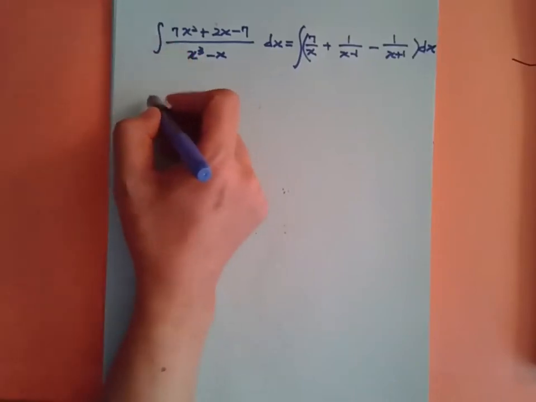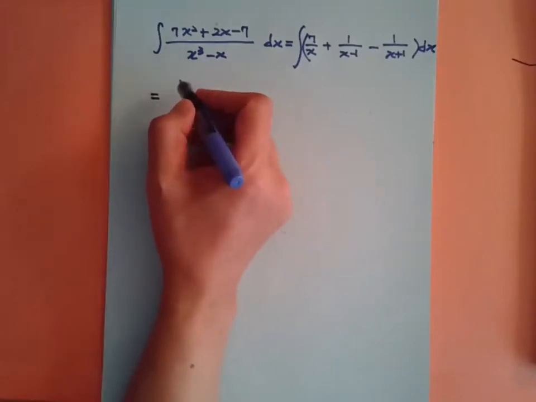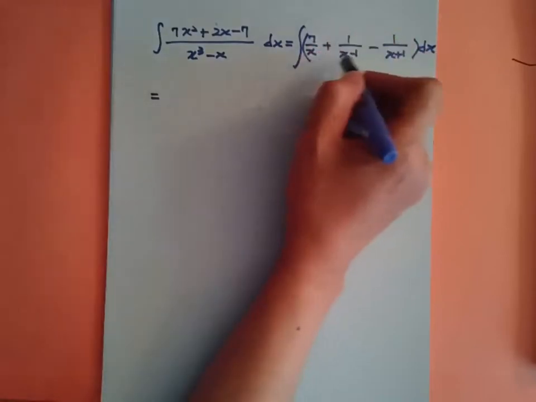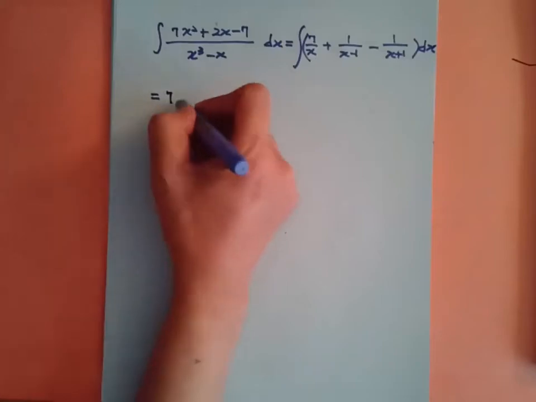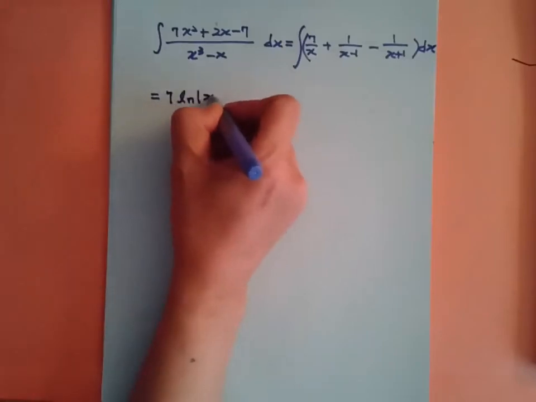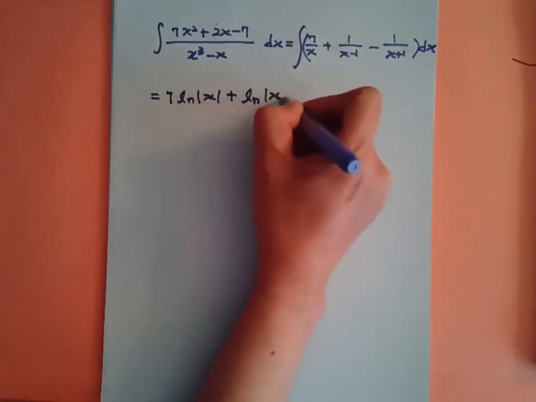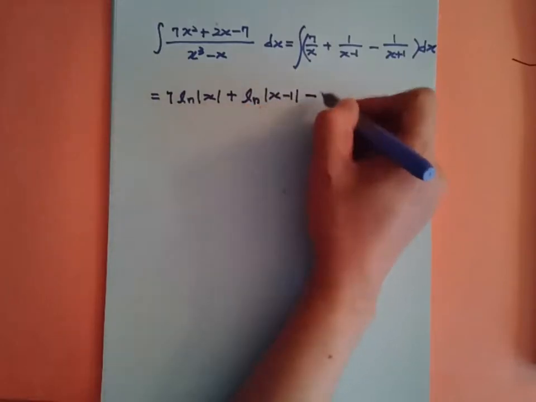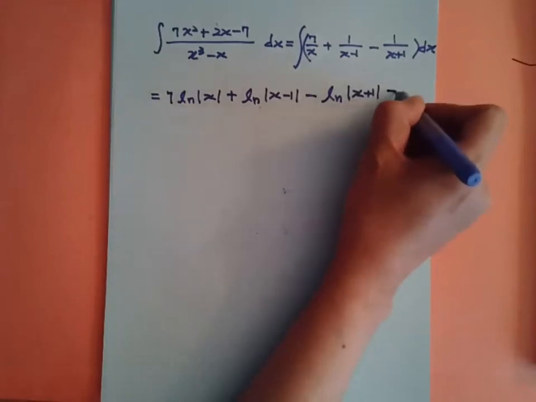Okay. So that is what? We just do term by term integration. Then that is 7 times natural log of absolute value of x plus natural log of absolute value of x minus 1 minus natural log of absolute value of x plus 1 plus c.